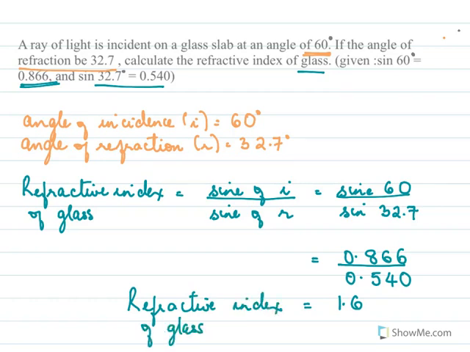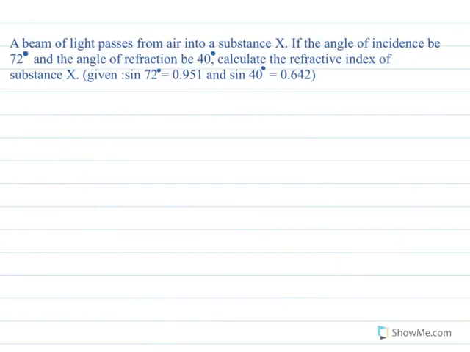So we can find refractive index in two ways: sine of i over sine of r, or speed of light in medium 1 over speed of light in medium 2. A beam of light passes from air into a substance X. If the angle of incidence is 72, so let me write that. Angle of incidence 72 degrees, and the angle of refraction is 40 degrees.